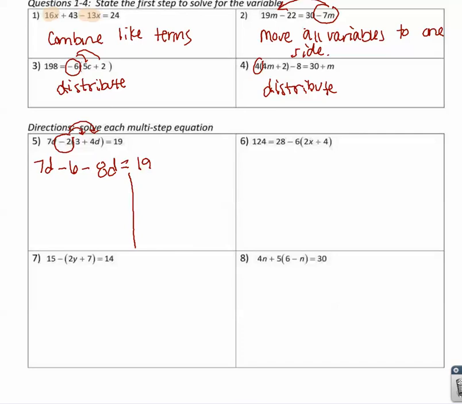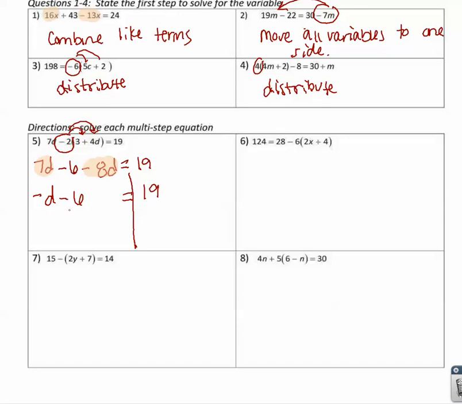So now I'm going to draw my line. So you want to look and see if there's any terms that you can combine. Don't forget to include your sign that's in front of it. So you want to say 7d minus 8d is negative 1d. I'm not going to place the 1 in front of this d. You have to be able to assume or know that it's there.